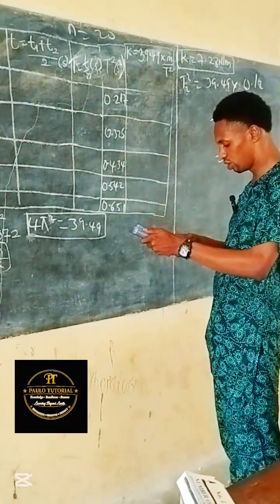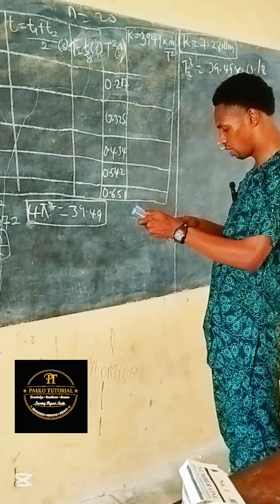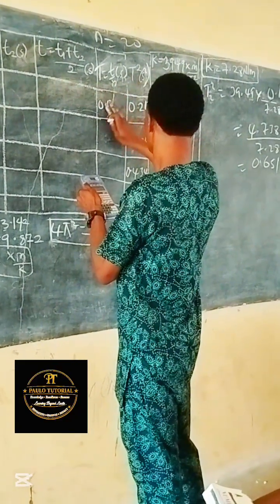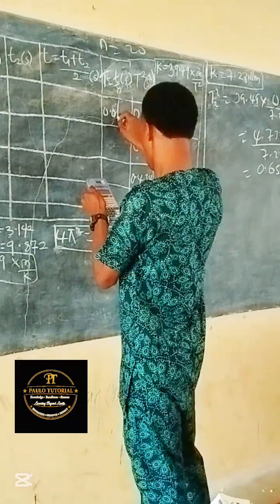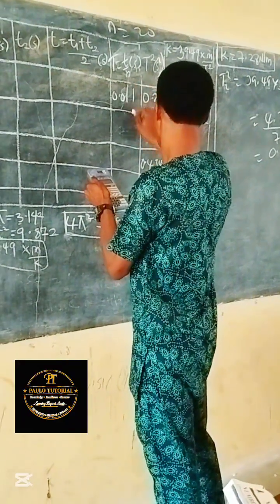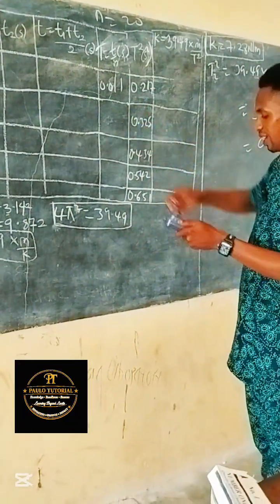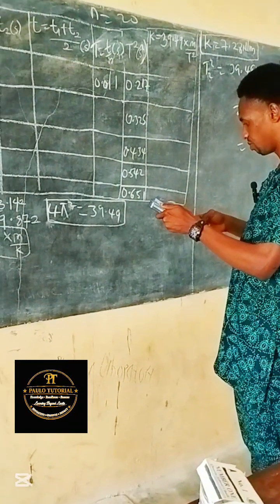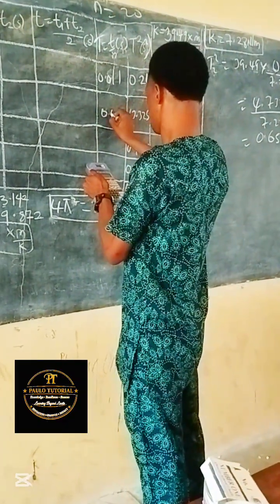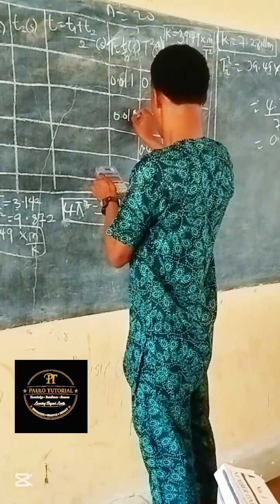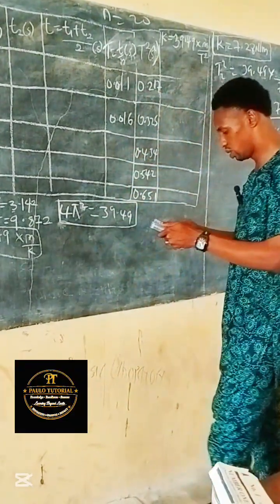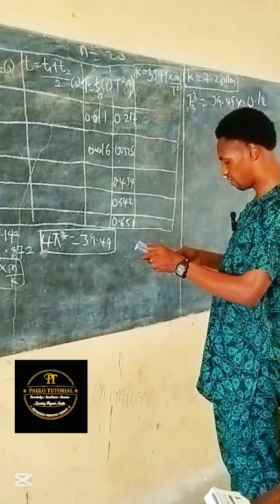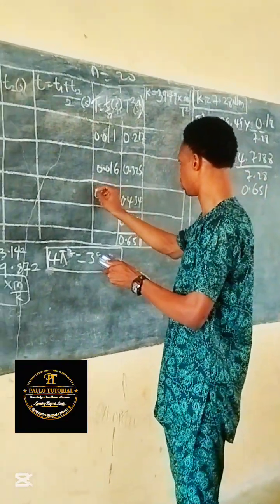So I'll start from here. That is 0.217 divided by 20. So this gives me 0.01 in 3 decimal, 0.0111. So I'll divide this one also, 0.325 divided by 20. So this will give me 0.0116. So I will do this one also, 0.434 divided by 20.